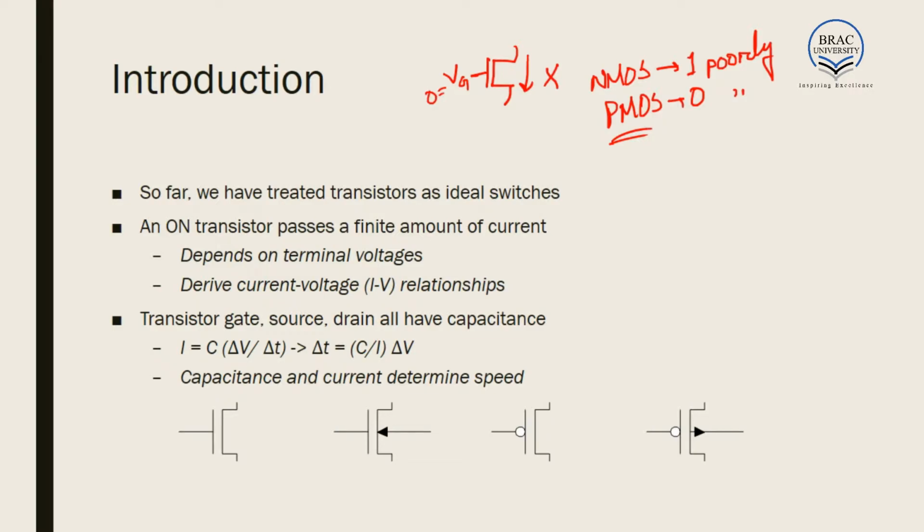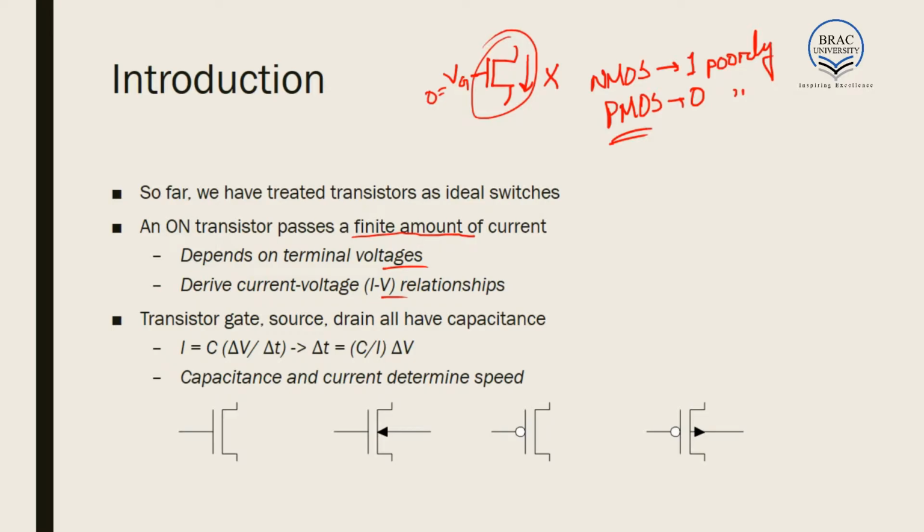Generally, if we consider these MOSFETs as ideal switches, they can take any amount of current. But in the case of real MOSFETs, the amount of current passing through them is finite, and it depends on different parameters of the MOSFETs. It depends on the terminal voltages and the current-voltage relationships of the MOSFET.